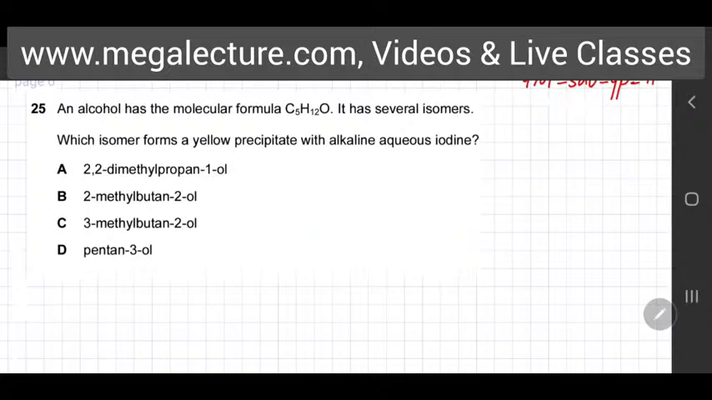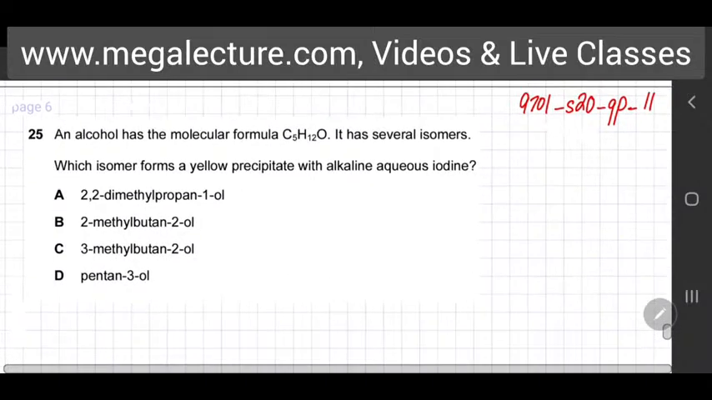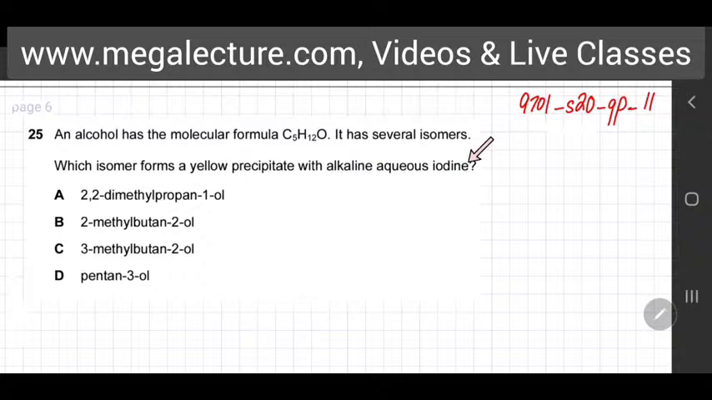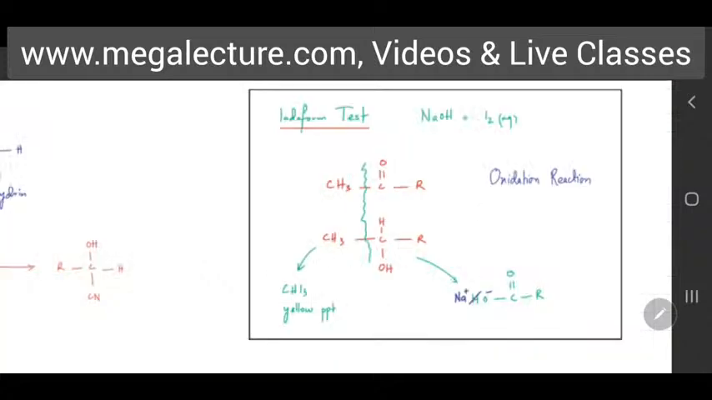So this question is about an alcohol. The molecular formula is given. It's C5H12O. It has several isomers. And they're asking which isomer gives a yellow precipitate with alkaline aqueous iodine. So the first thing is, what is alkaline aqueous iodine? Alkaline aqueous iodine is basically NaOH with iodine, alkali with iodine.